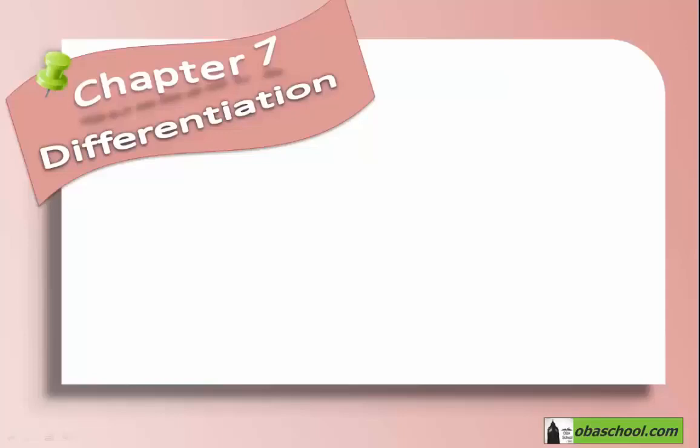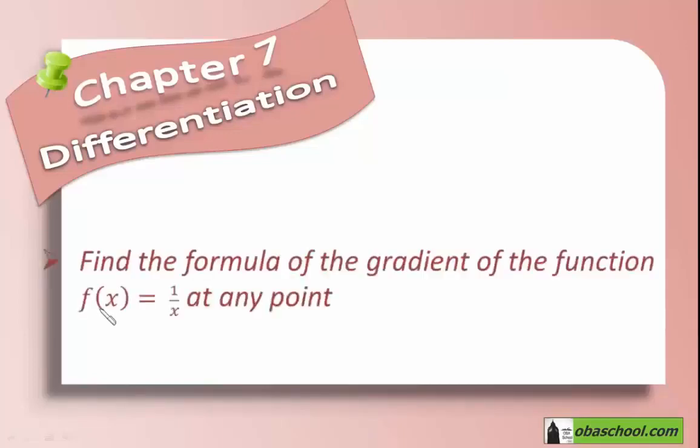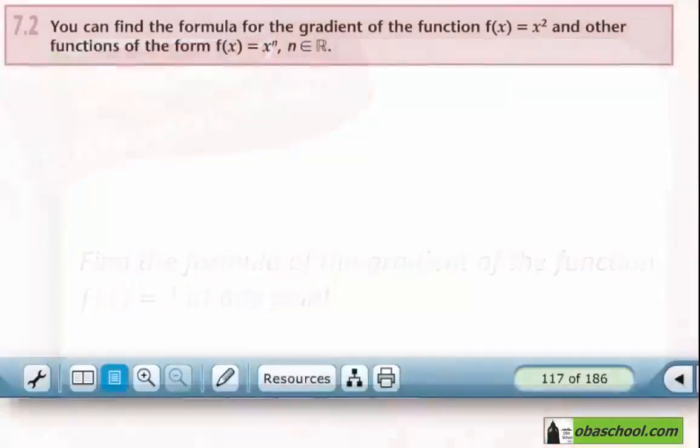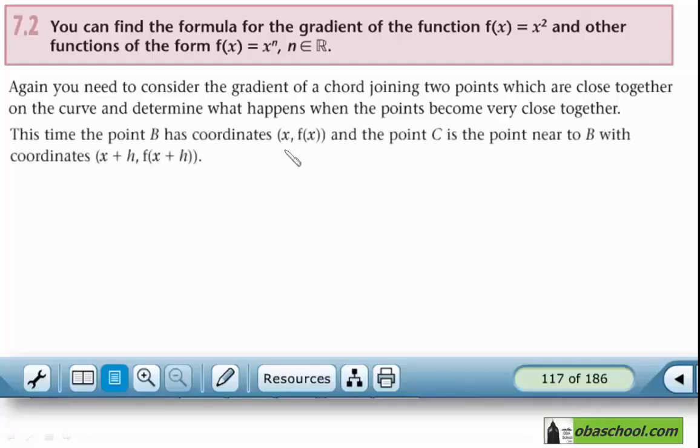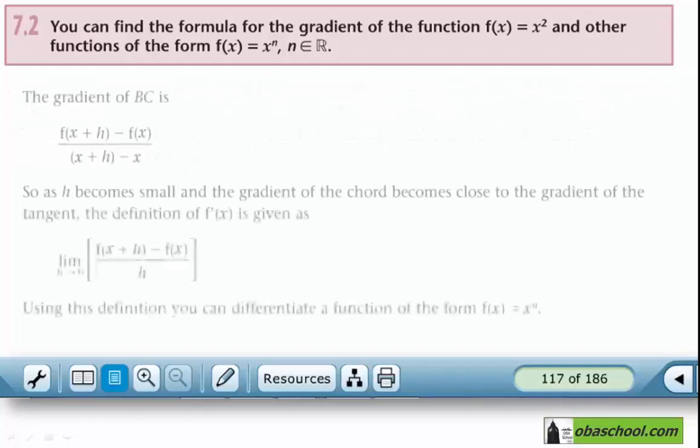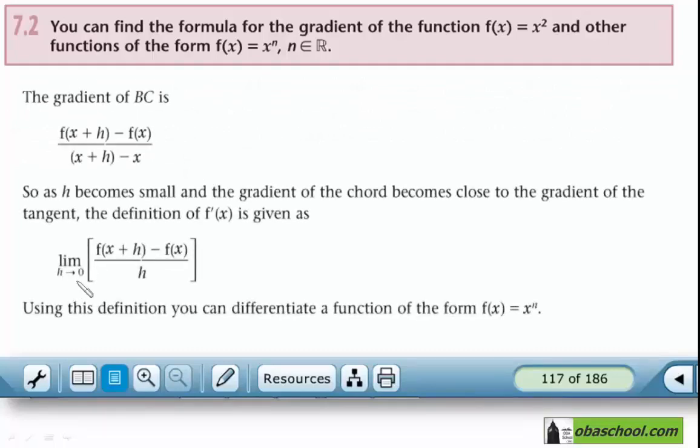In the third tutorial, we are going to find the formula of the gradient of the function f of x equal 1 over x at any point. For this purpose, we are going back again to page 117, where you need to consider the gradient of a chord joining 2 points which are close together, noting that the coordinates of the first point are x and f of x, the second point that is close is x plus h and f of x plus h, where h is the small value that we added to x.